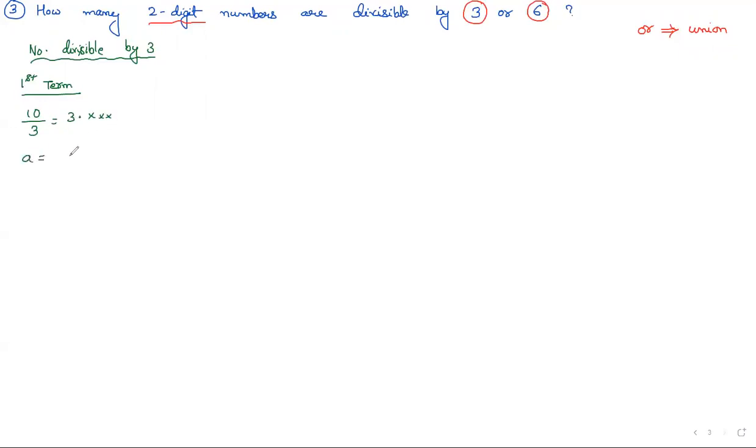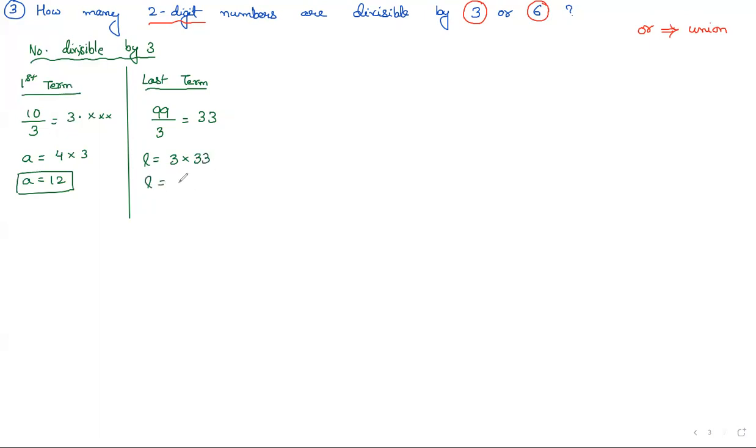So my first term a is equal to 4 into 3. So a is nothing but 12. So the first 2-digit number that is divisible by 3 is 12. Then I need to find out my last term, but it should be a 2-digit number. So I'll have to consider 99. This last 2-digit number divided by 3 is definitely divisible. So my last number is nothing but 3 into 33, which is nothing but 99.